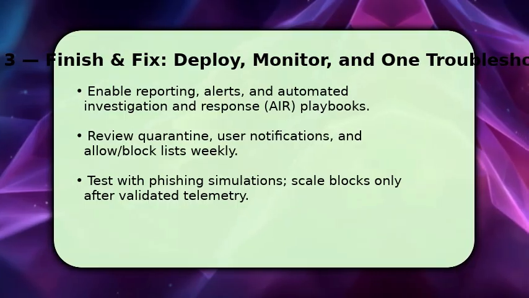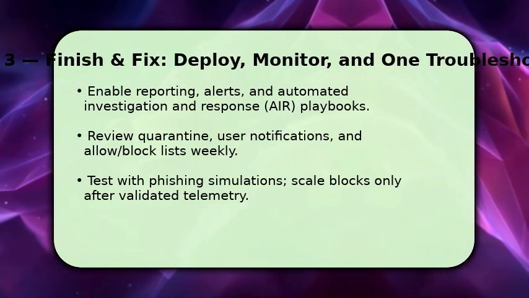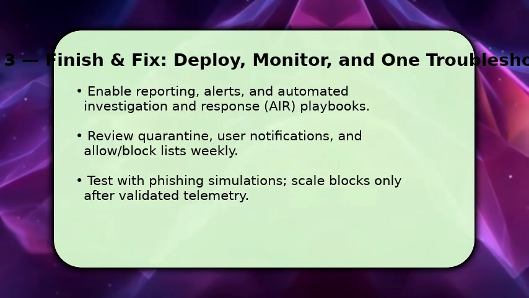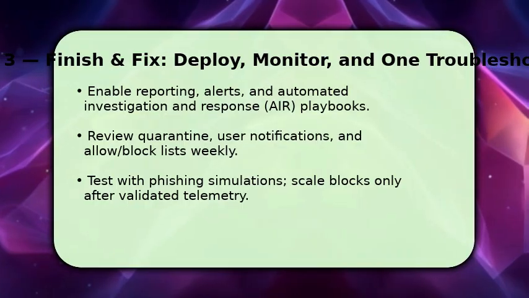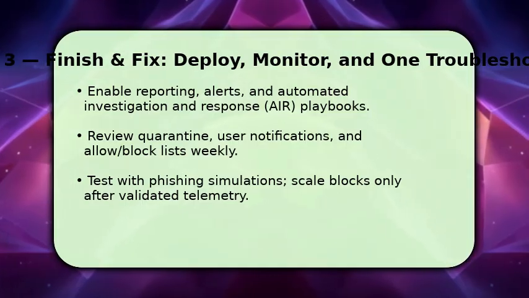If something breaks, like excessive blocking, check the policy match logs and quarantine samples first. Then roll back the last change or add exclusions, verify with a test user, and progressively reapply tighter controls.